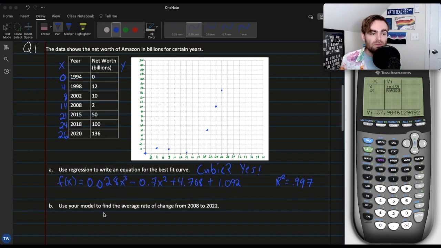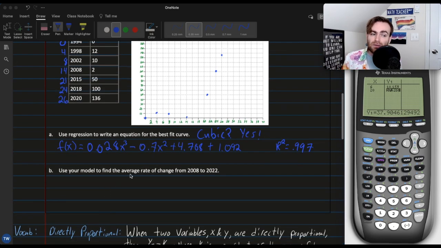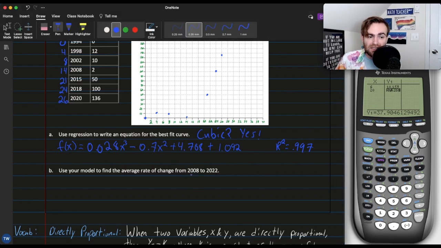Now, why is that important? Well, we can use our function to model the average rate of change from 2008 to 2022. So what we do here is, we're not using the years as written, we're using our x values. So we're starting x at 0 for 1994. So 2008, we've already said, was 14 years after 1994. Then 2022 would be 28 years. So we're going to do 28, take away 14, over.